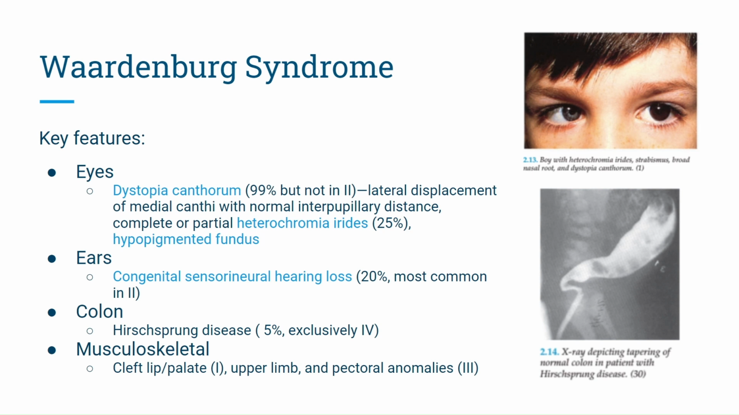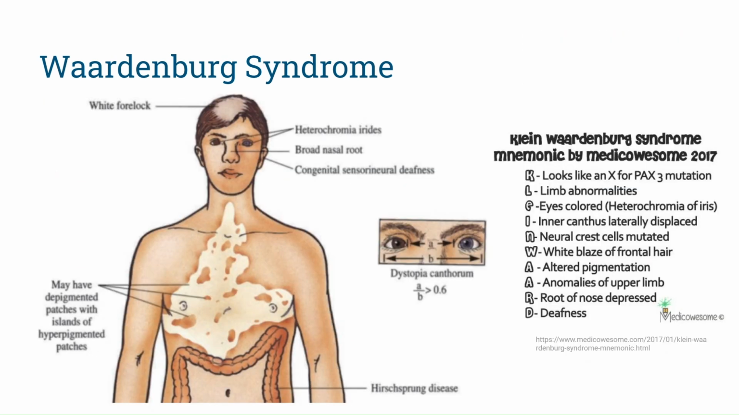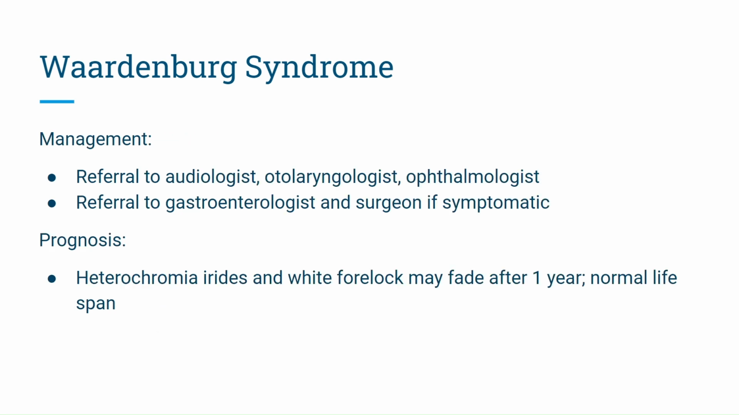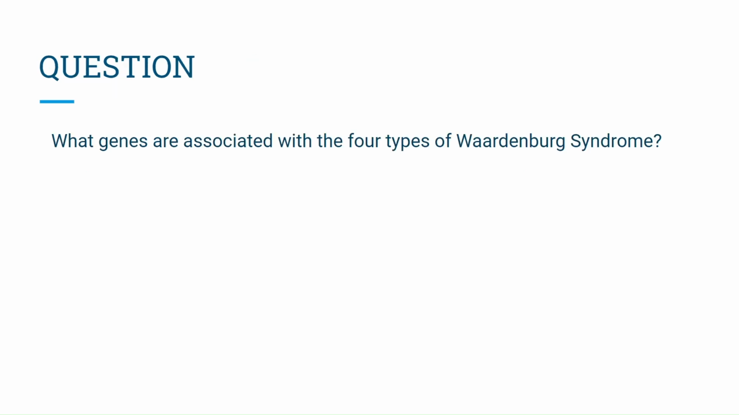Colon, you can see Hirschsprung, usually isolated to type 4. That's why we touch our stomach with type 4. You can see cleft lip and palate, pectoral, upper limb abnormalities, etc. Differential diagnosis: piebaldism, Vogt-Koyanagi-Harada syndrome, vitiligo, Alezzandrini syndrome, as well as a little formula here that can help you calculate dystopia canthorum. Referrals are going to go where you need them. So it depends on the type of mutation you have, and then you're going to refer to the specialist with that specific care in mind.